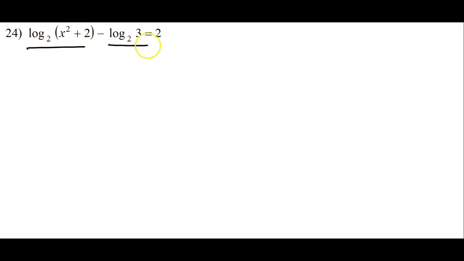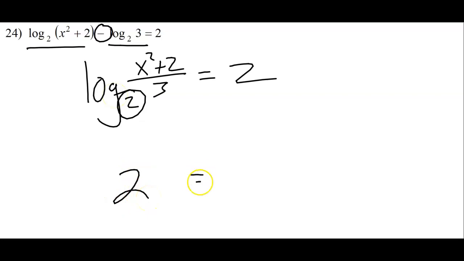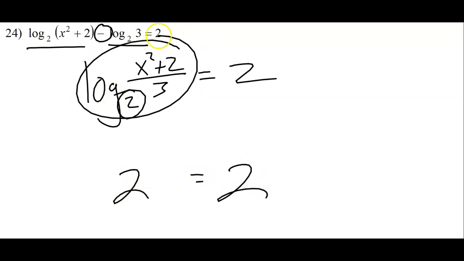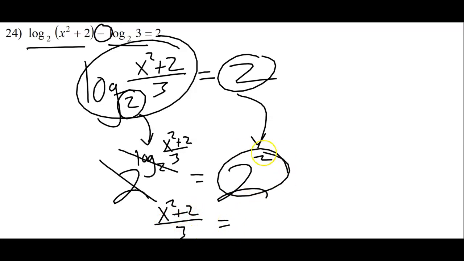So once again, I've got two logs that are being subtracted. So we're going to write that as one logarithm, where the first argument is being divided by the second argument. We're going to exponentiate both sides with a base of 2. That becomes the power on this side. And this becomes the power on that side. On the left side, these cancel, leaving me with x squared plus 2 over 3. And on the right side, we have 4.